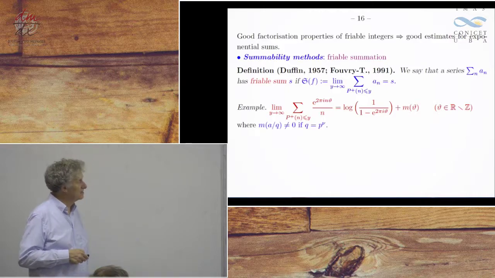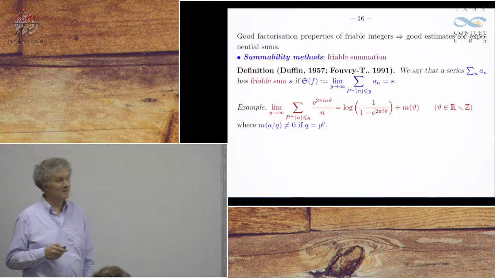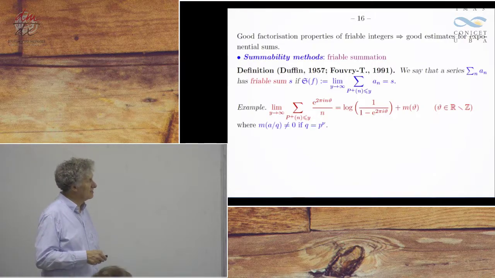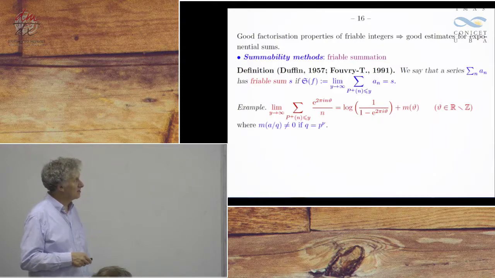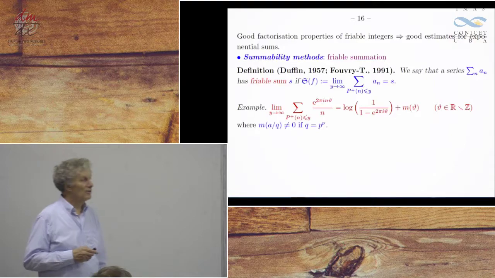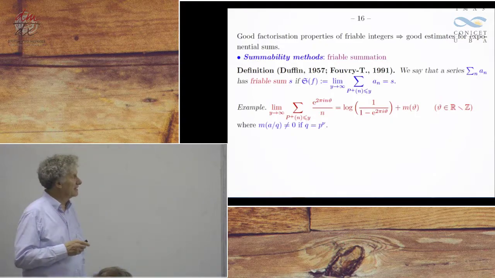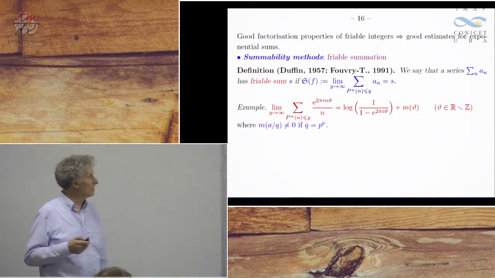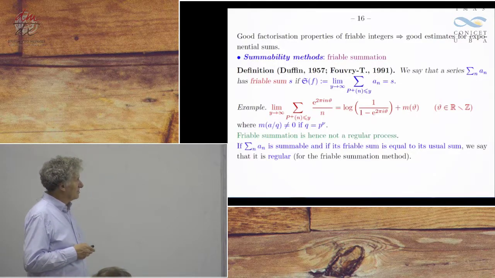Example, you take this series. Now we can actually compute the limit, and the limit is not what you expect. What you expect is this log, without the m of theta. But actually, if theta is a rational with a prime power denominator, this m of theta is not 0. So it means that the summability method is not what one calls regular, because you have a series which converges in both senses, but not to the same limit. So it's not a regular process.